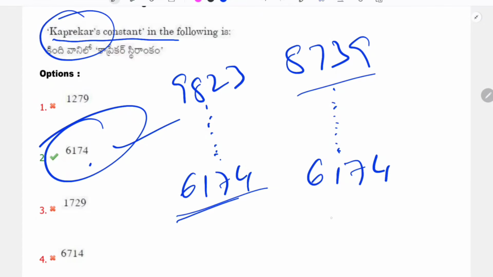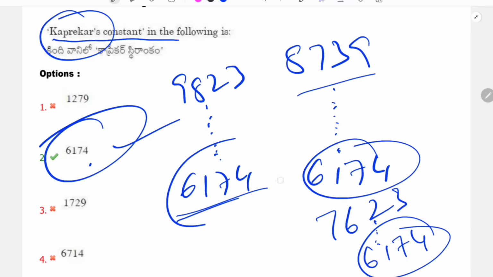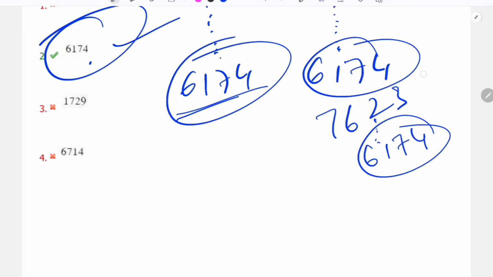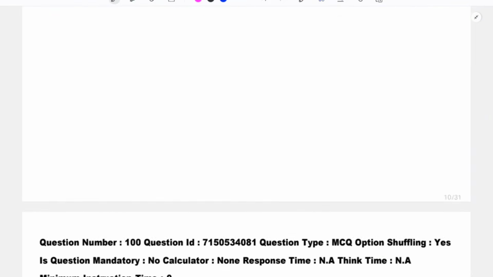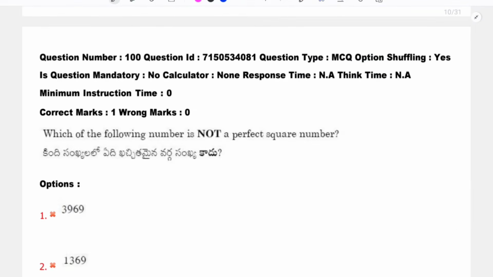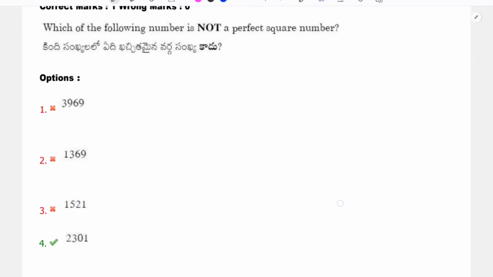Any 4-digit number, for example if you take 7623 and perform some steps or some procedure, then you will end up with this number only. Always you end up with this number. So this number is known as the Kaprekar constant. You just remember Kaprekar constant means 6174. It is available in the 6th class in CBSE. I am not sure about here.